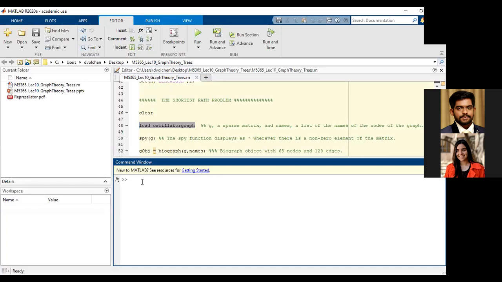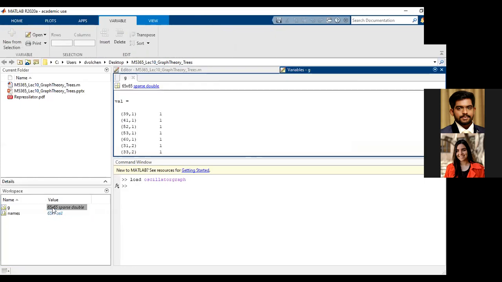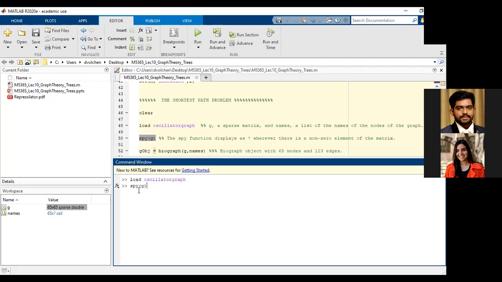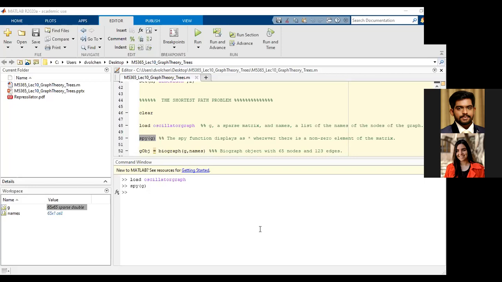The database is called oscillator graph. So I load it. It gives us a 65 by 65 graph, of proteins somehow involved in the process. We can draw this graph using a special command, spy. Why is it important? Because spy works equally well for many 100,000 nodes.